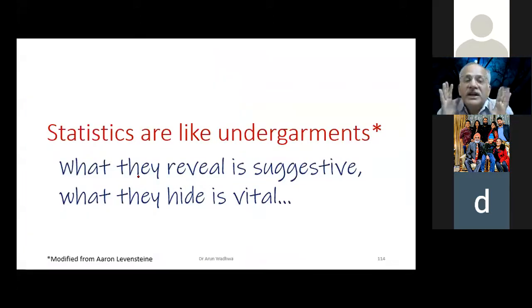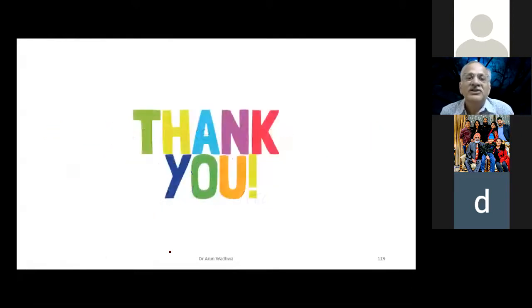So finally, if you really have to make a decision, you must remember statistics are actually something like undergarments. The word undergarments is not the word which was used by Aaron Livingston. I have changed it purposely so that I'm not sounding very sexist, but statistics are like undergarments. What they reveal is only suggestive, and what they hide is vital. And you must go into the details of the statistics provided to you, and then make a final decision.